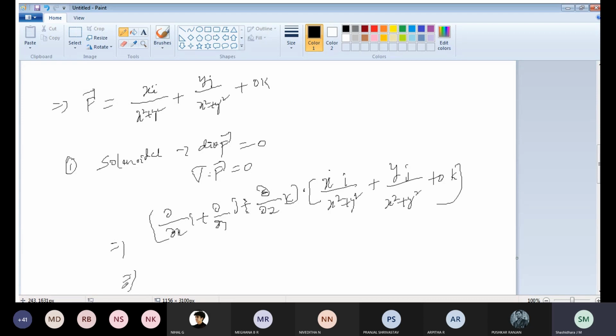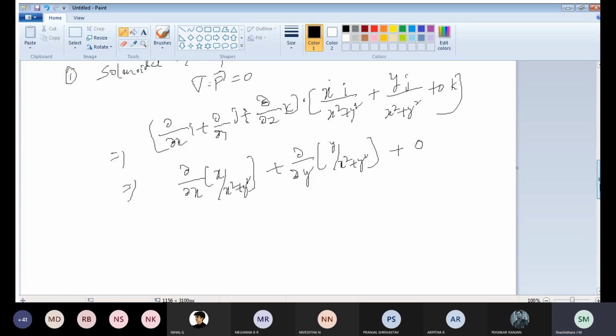Okay, so you have to multiply the corresponding elements of i, j and k. Then you will get dou by dou x of x by x square plus y square, and i dot i equal to 1. Both are having positive signs, so it becomes plus dou by dou y of y by x square plus y square, and j dot j becomes 1, then plus dou by dou z of 0, nothing but 0.